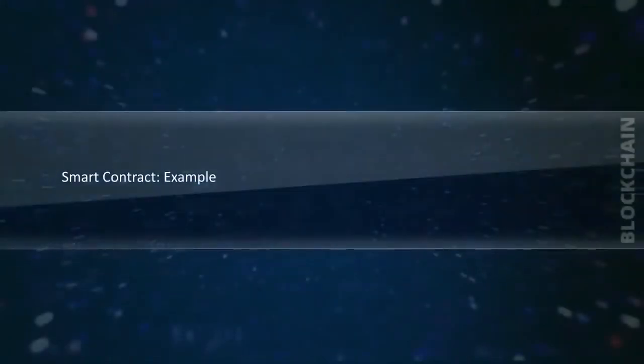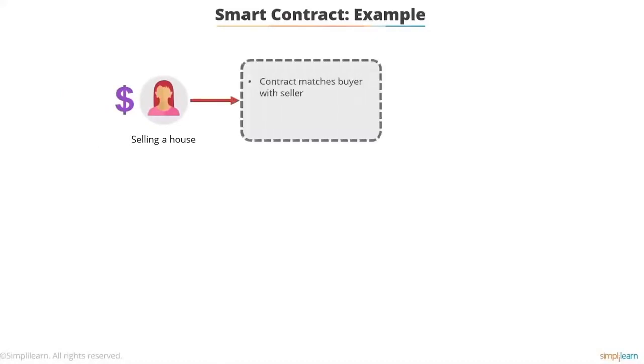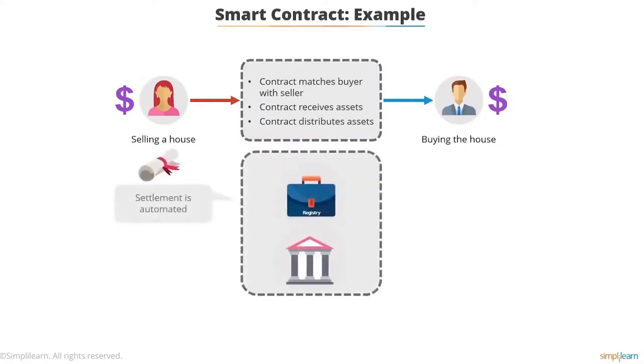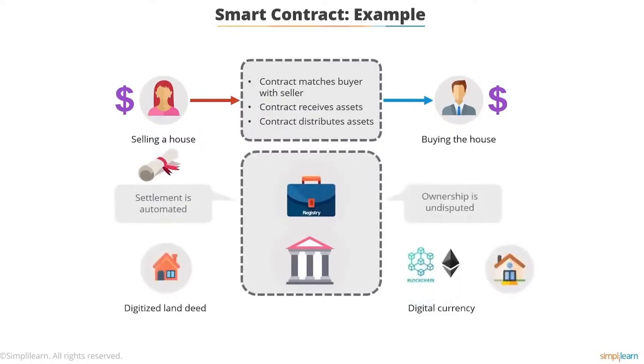Smart contract example. Here we have an example showing the purchase and sale of a house. Thus, once a buyer is matched with a seller, all assets are sent into the contract. The contract then distributes the assets based on certain predetermined conditions agreed between both parties and coded into the smart contract. Thus, the settlement is automated and the ownership becomes undisputed due to the transparency of blockchain.